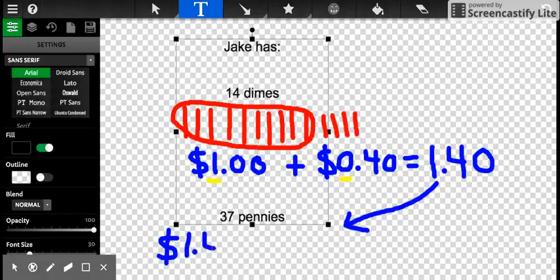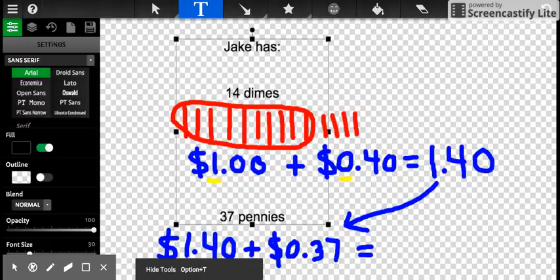And we know that 37 pennies is really just 37 cents. So we could write that as $0 and 37 cents. Looking at this problem, here's all we got to do now: take the dimes, which was $1.40. 14 dimes was $1.40. Notice the 1 4 and the 1 4 in the dimes. $1.40 and add our 37 pennies, and altogether that's how much money Jake has.